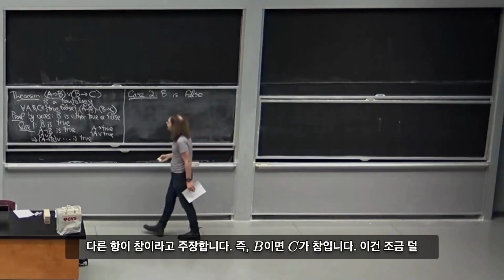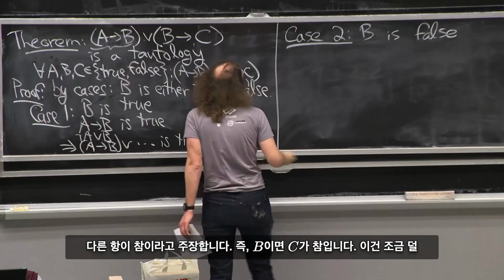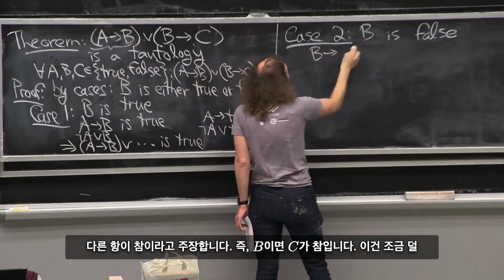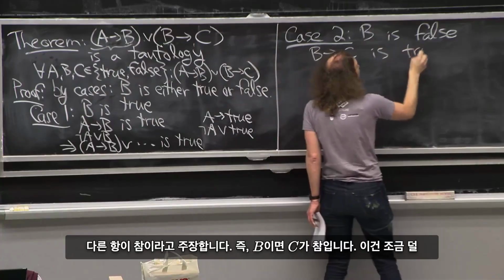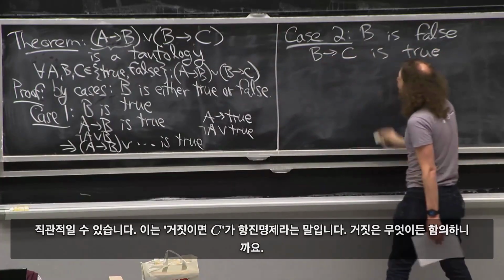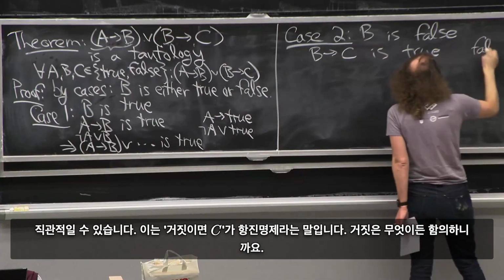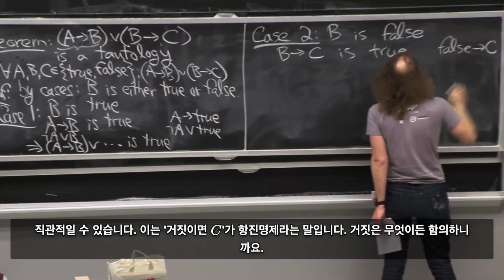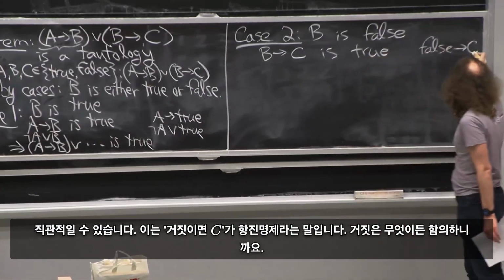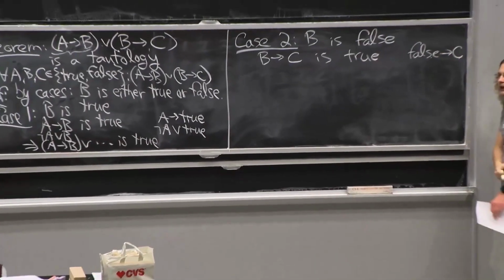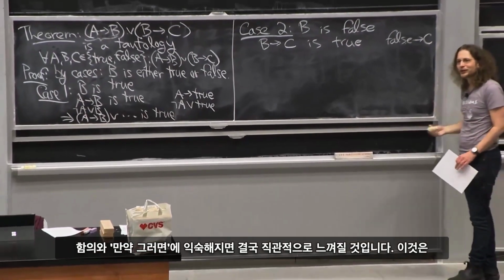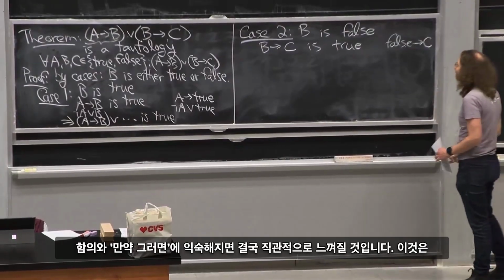When B is false, I claim that the other term is true. I claim that B implies C is true. This is maybe a little less intuitive. This is saying that false implies C is a tautology. Like for any C, false implies it. This should eventually become intuitive for you when you get used to implies and if-then.